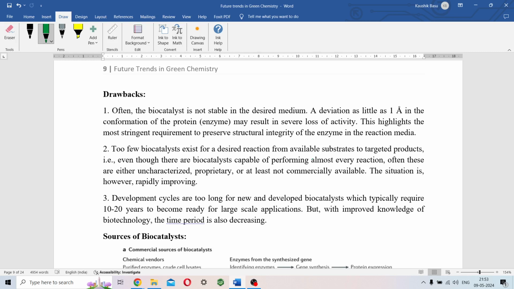স্ট্রাকচার চেঞ্জ হয়ে যায়, এবং যেহেতু প্রোটিনের স্ট্রাকচারটাই তার ফাংশনের জন্য রেসপন্সিবল, উই ক্যান সে দ্যাট স্ট্রাকচার যদি কোনো কারণে একটু নষ্ট হয়ে যায় তাহলে প্রোটিনের ফাংশনও মারাত্মকভাবে লস হবে। A deviation of as little as 1 angstrom in the binding site or in a conformation of a protein, which is enzyme, that can lead to severe loss of bioactivity. এবং সেই জন্য structural integrity protection for the enzyme in the reaction media can prove to be a challenge.